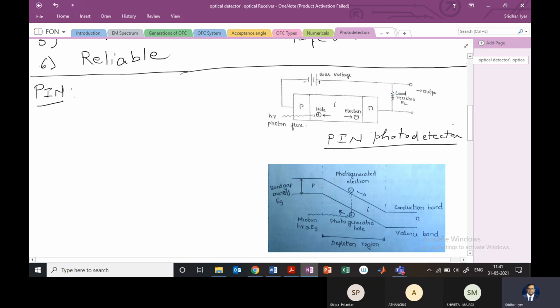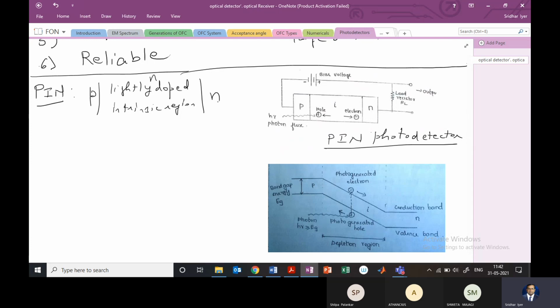Okay, so it consists of the P and N region, and this is separated by a very lightly N doped intrinsic region, right? So you have the P structure, you have the very lightly doped or lightly N doped intrinsic region, and then you have the N region. Right? So let us understand how this PIN detector works here.